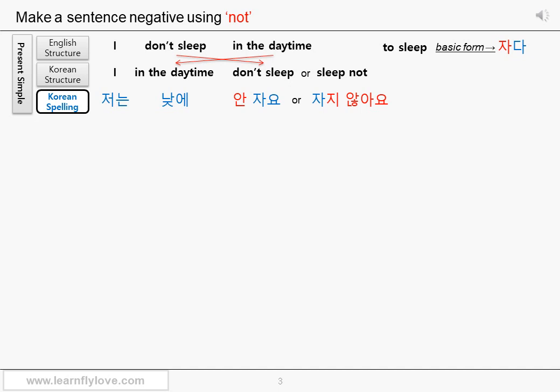Not sleep or sleep not. The base form of the verb to sleep is 자다. And the stem is 자. If you use the negative adverb 안, it's 안 자요. If you use the negative compound expression 지 않다, it's 자지 않아요. The stem 자 plus 지 안 plus the present tense ending 아요. 자지 않아요. Sleep not. 저는 낮에 안 자요. Or 저는 낮에 자지 않아요.